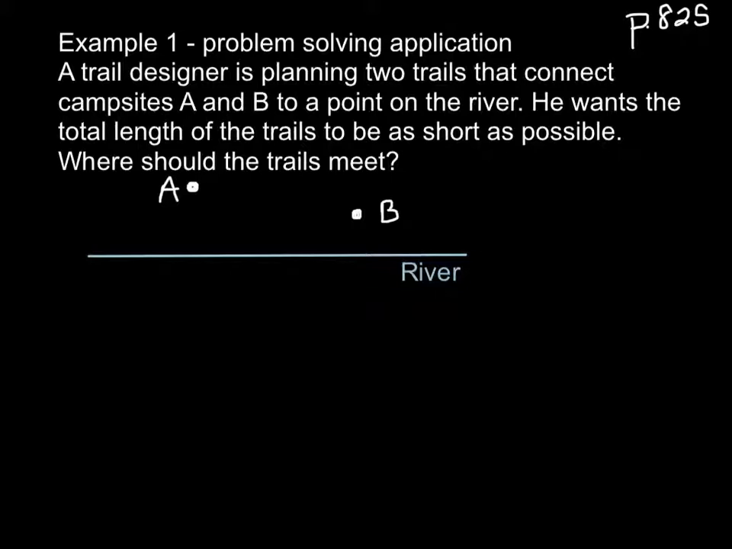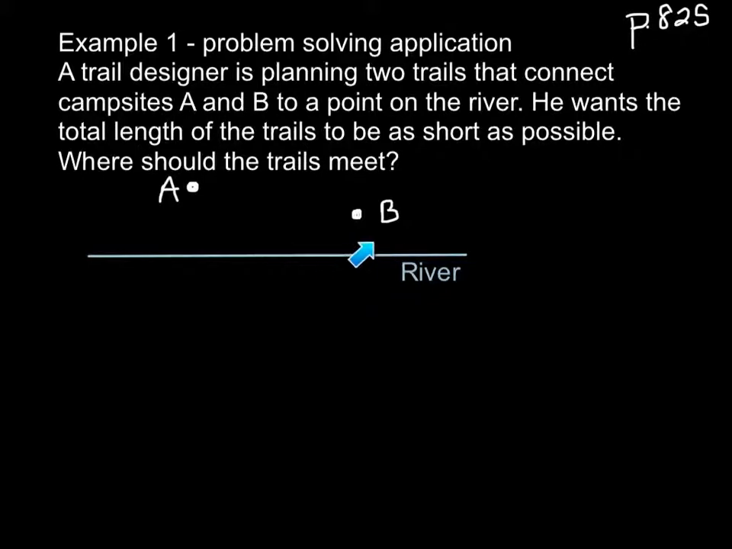A trail designer is planning two trails that connect campsites A and B to a point on the river. He wants the total length of the trails to be as short as possible. Where should the trails meet? So when you're looking at this problem, let's understand what it's asking. The problem asks you to locate a point on the river.